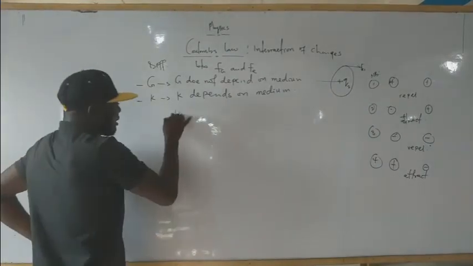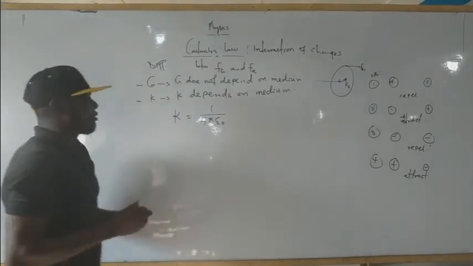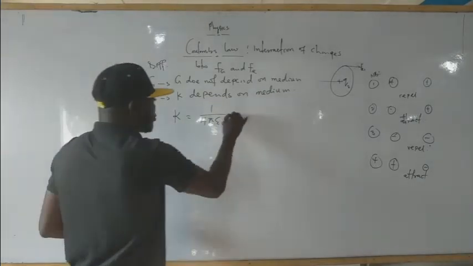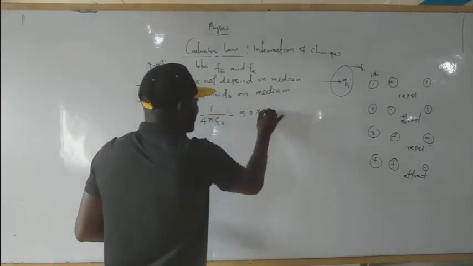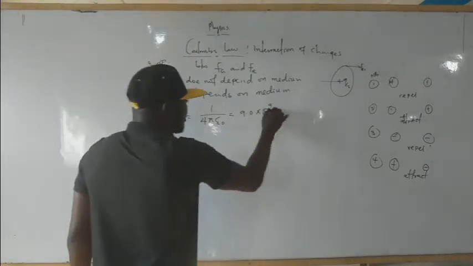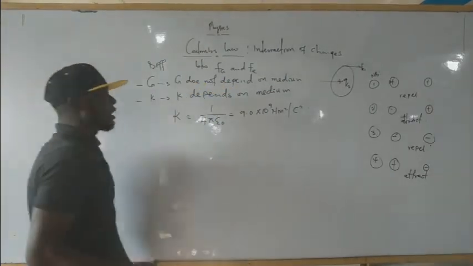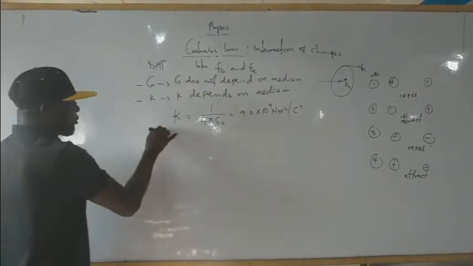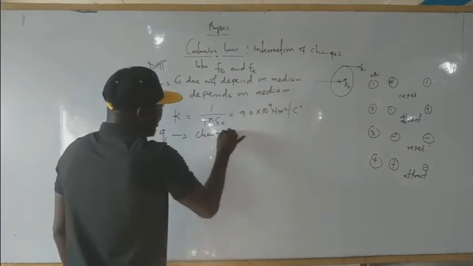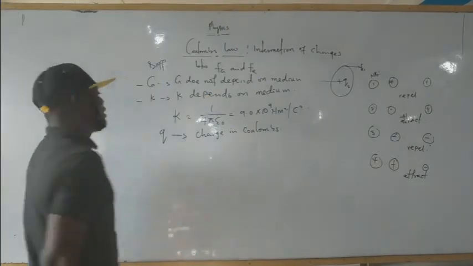And K is given as 1 over 4 pi E naught. That's the value of K, which is equal to 9.0 times 10 raised to power 9. Okay, that's the value of K, in Newton meter squared per Coulomb squared. Where we have Q to be what? Charge in Coulombs.